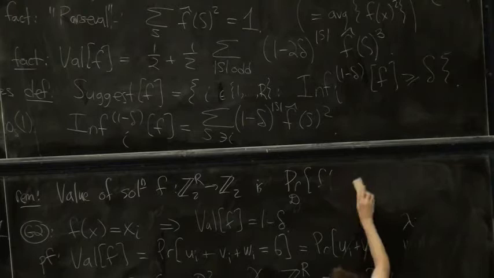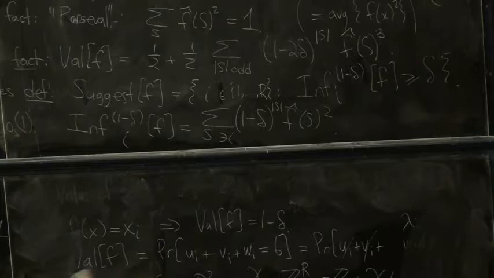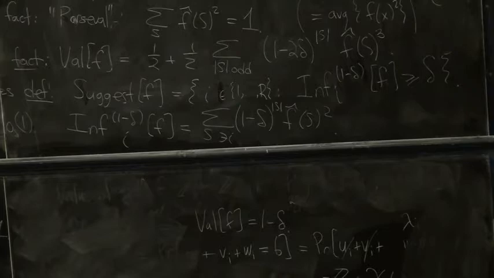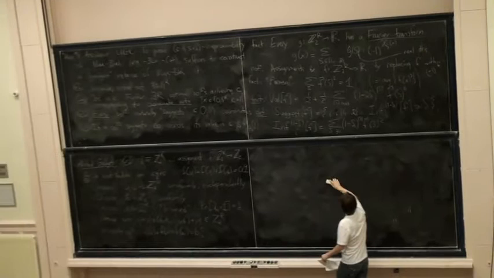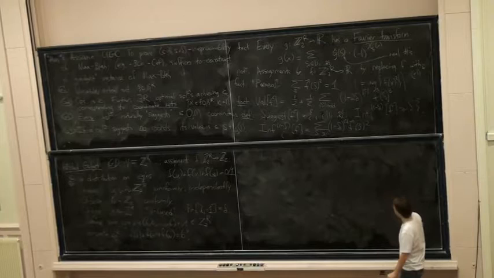Okay, so the noisy influence of a coordinate i on f somehow measures how important the ith coordinate is to the function f. You see, it's less than or equal to the sum of the squares of all the Fourier coefficients, so it's less than or equal to 1 by Parseval, and it's positive, so it's a number between 0 and 1.